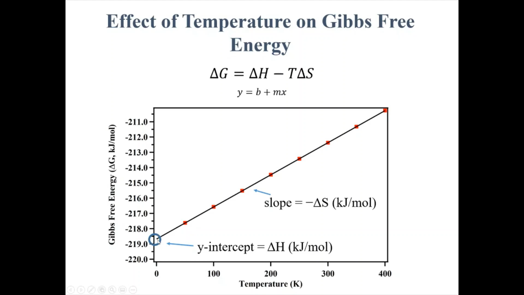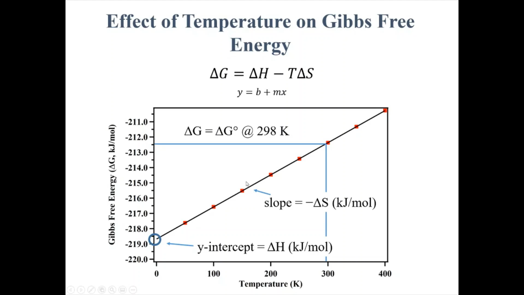Now I've purposefully left this line a little bit away from the 0, but the crossing point of your data, where it literally crosses through that x-axis, is going to be the delta H. And then we can get another thing too.